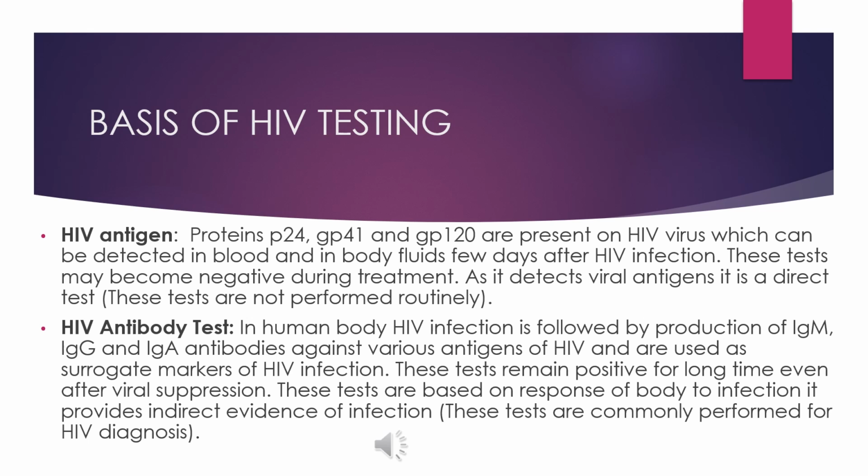HIV antibody tests, on the other hand, detect the body's response to HIV infection, which is followed by the production of IgM, IgG, and IgA antibodies against various antigens of HIV, and these are used as surrogate markers of HIV infection. These tests remain positive for a long time, even after viral suppression. These tests are based on the response of the body to infection, and they provide indirect evidence of infection. These tests are commonly performed for HIV diagnosis.